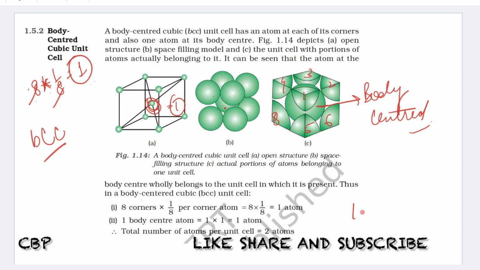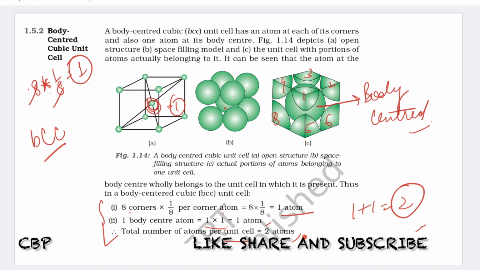Then we can say that 1 plus 1, in a body centered unit cell, total 2 atoms are there. See, 8 corners multiplied by 1 by 8 per corner atom, that is 8 multiplied by 1 by 8 equals 1 atom. And in the body center, it is 1 multiplied by 1, because it doesn't share with anyone, that's why 1 atom. And therefore the total number of atoms per unit cell equals 2 atoms.